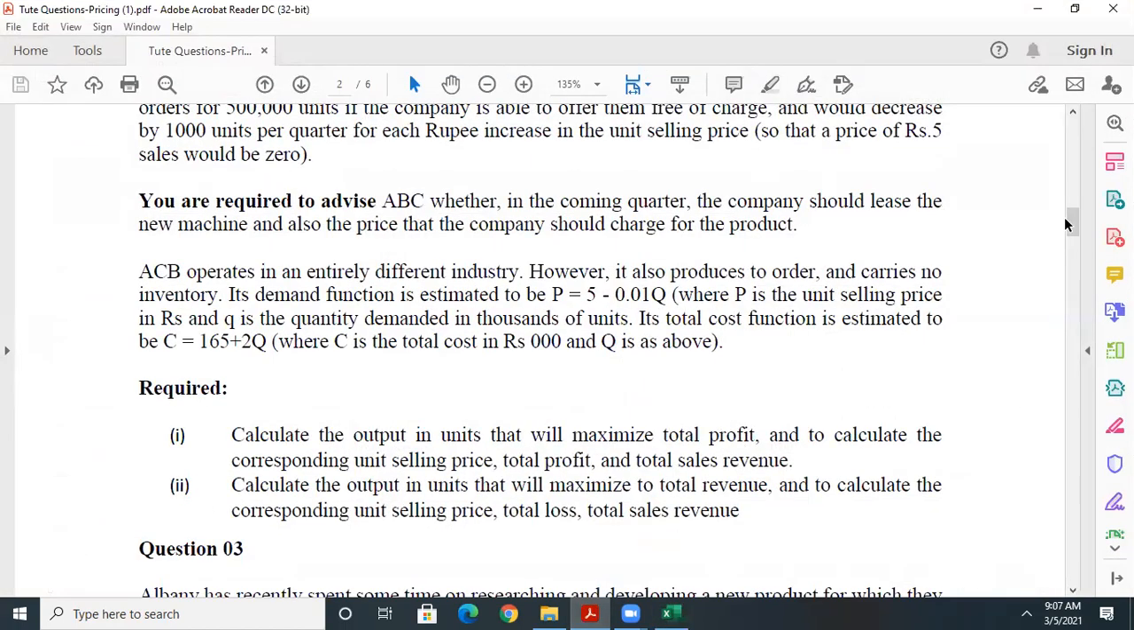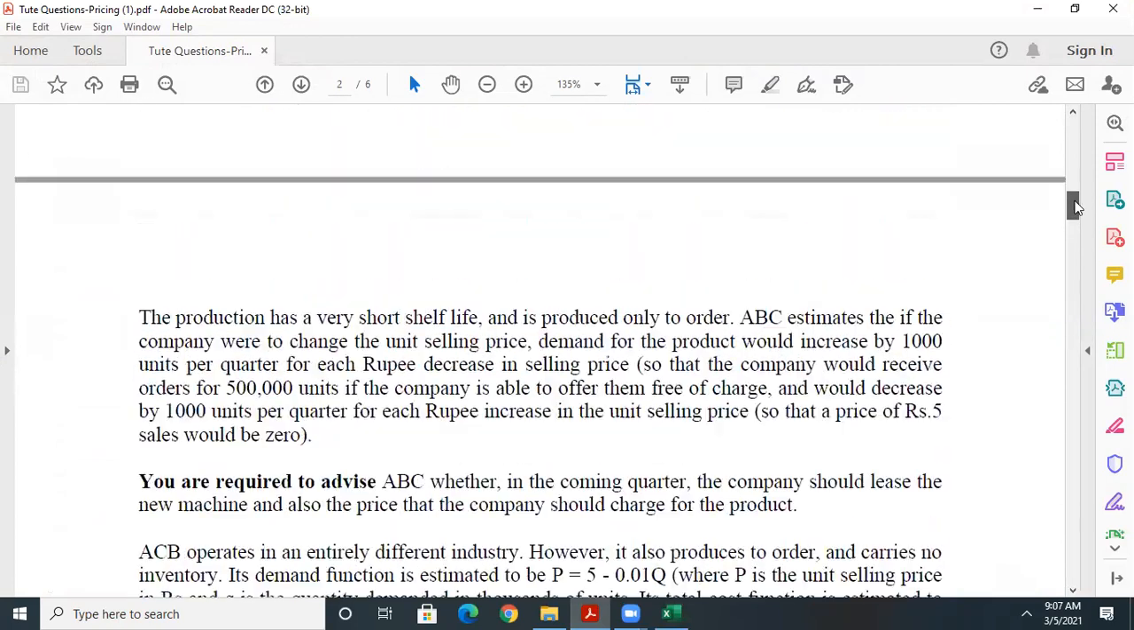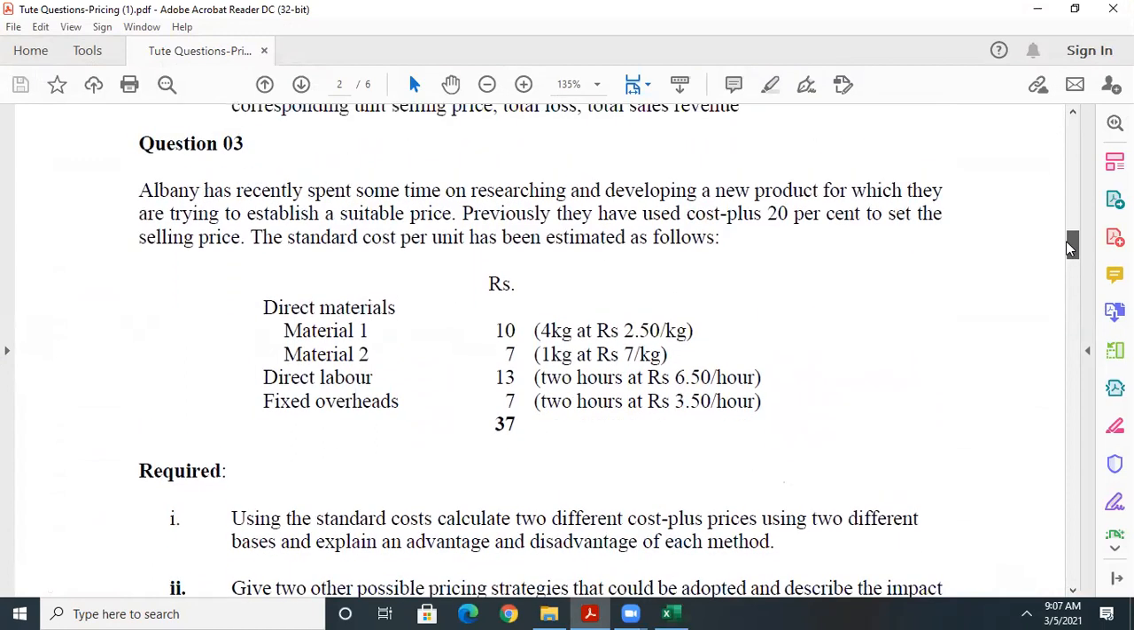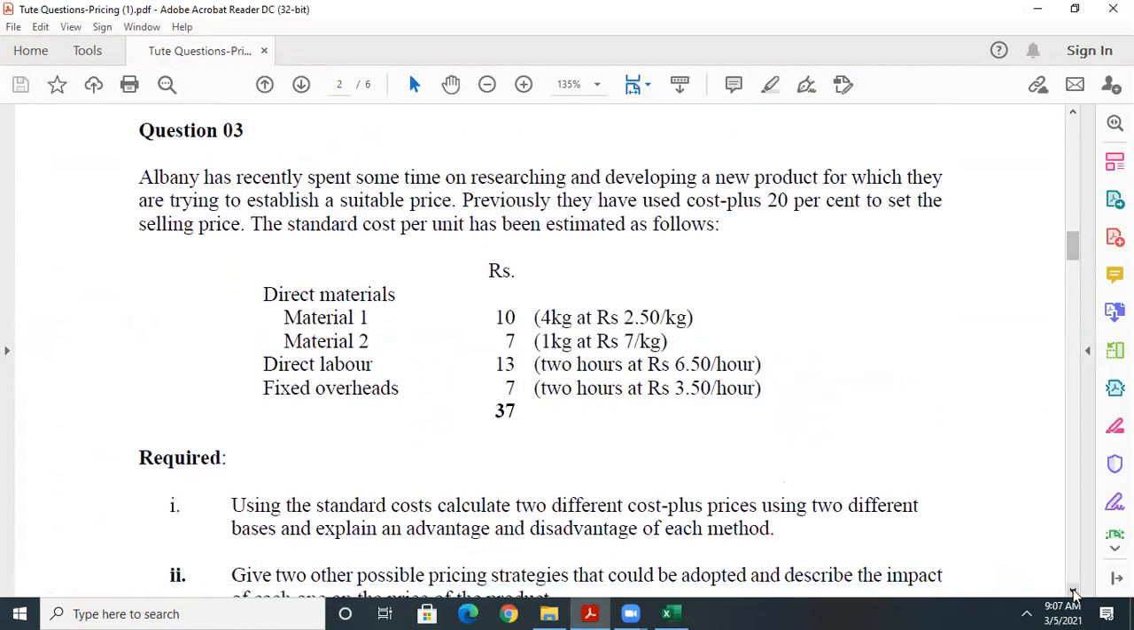Okay, so that is about the second and third question, and let's move on to question number 4. Here it is mentioned as question number 3. Let's see that. Albany has recently spent some time researching and developing a new product for which they are trying to establish a suitable price. Previously they have used cost plus 20% to set the selling price. So it's cost plus pricing. The standard cost per unit has been estimated as follows.